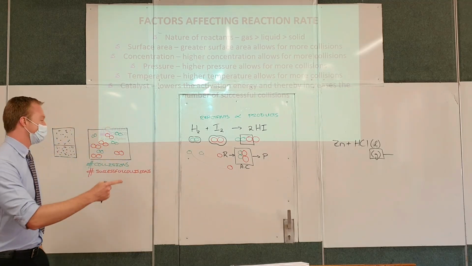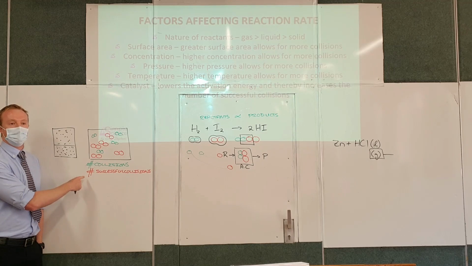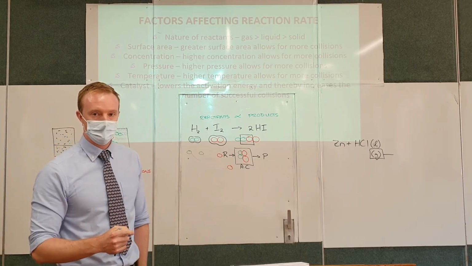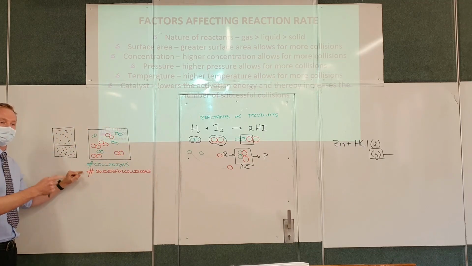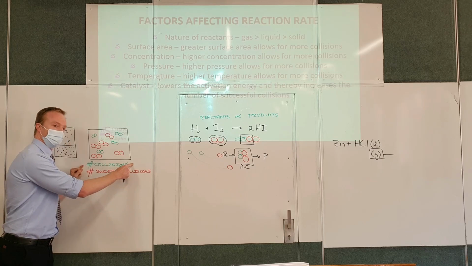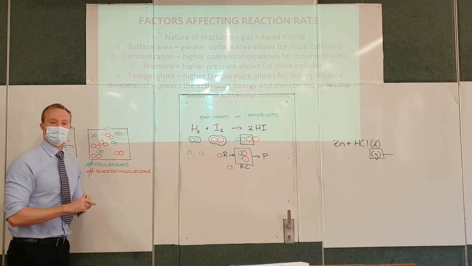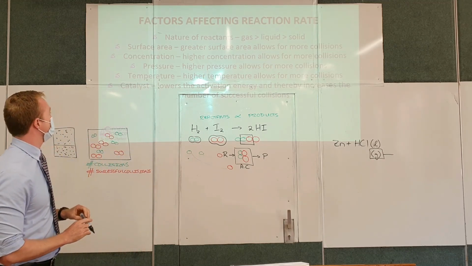Once you've done that, you can say, therefore, since there are more collisions, there will be more successful collisions, and therefore the reaction will occur faster. It is a common place where we fall short, where we forget one of these two. You have to first explain why it affects the total number of collisions, and then take us to, therefore, it affects the number of successful collisions. So that's the nature of reactants.